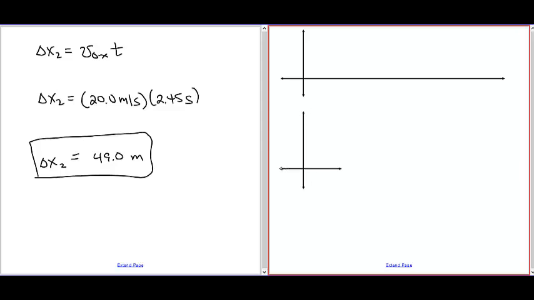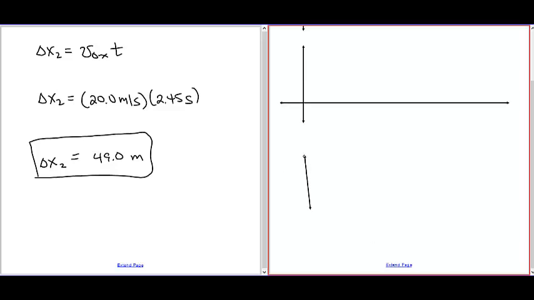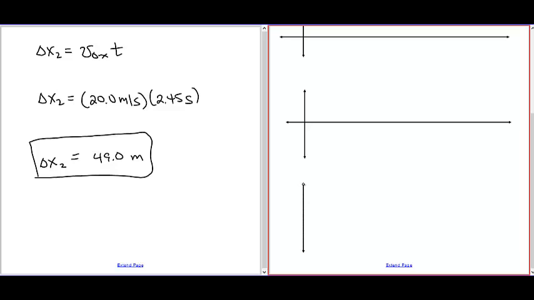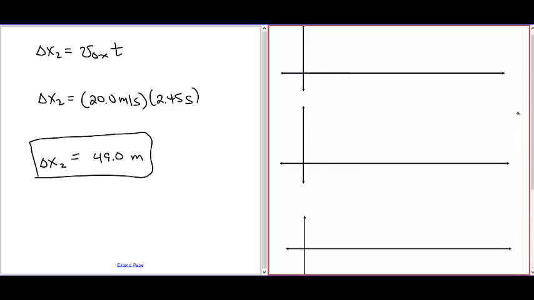And then for the velocity, we're going to have to make it so we have both positive and negative velocities. Actually, just for the Y component. Okay.